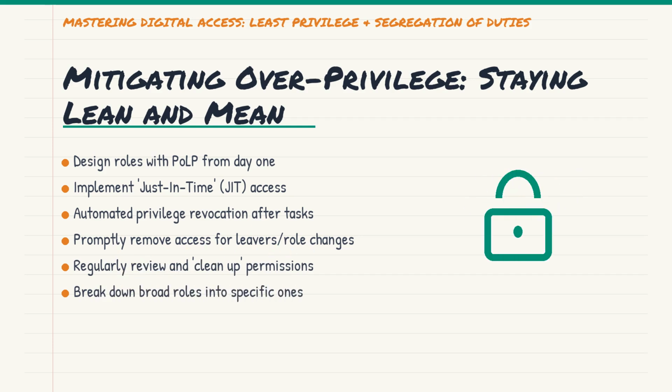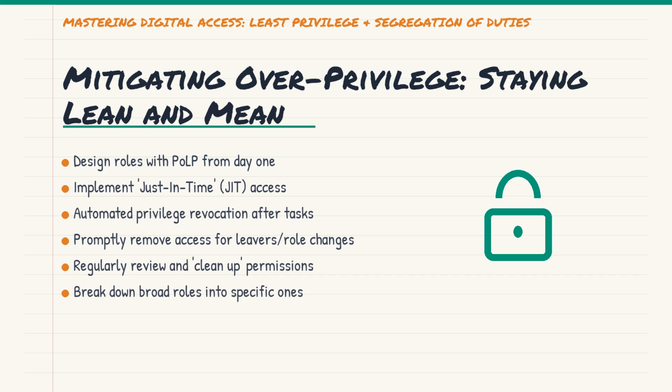Second, implement just-in-time (JIT) access, where high-level privileges are granted only for a short period when absolutely required, and then automatically revoked. Think of it like a temporary key that expires after an hour.